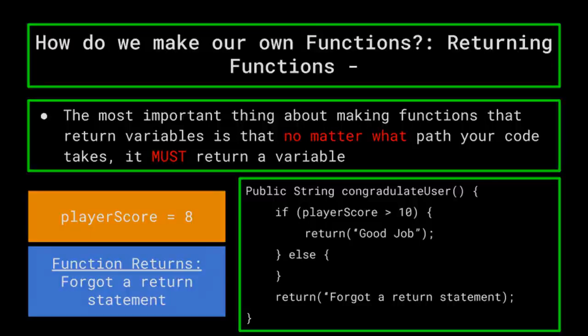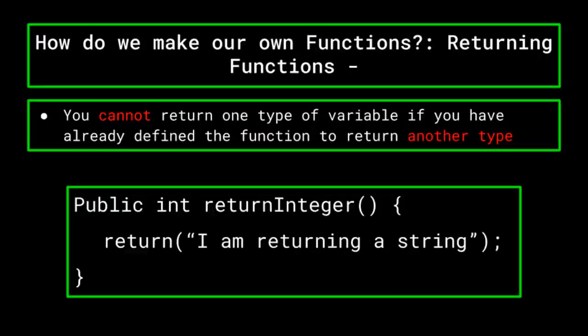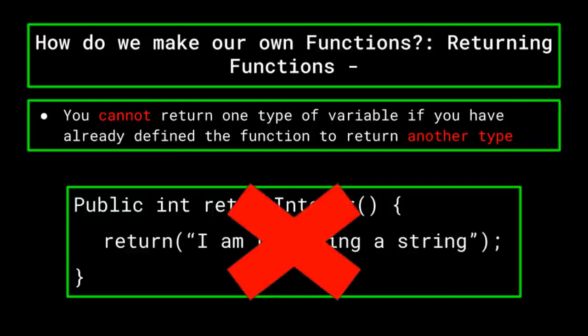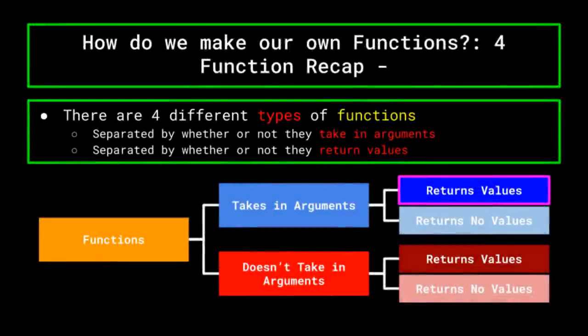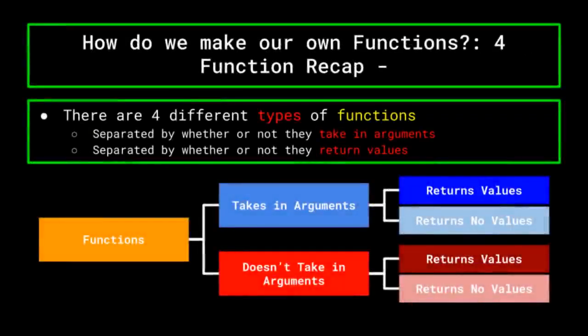Another small thing to note is that you can't return one type of variable if you've already defined the function to return another type. For example, you can't return a string in an integer function or vice versa. The return statement must always match the type of function, no matter what. The final type of function is one that returns variables and also takes in arguments, and for these, all you need to do is combine what we've learned from the previous cases. First, you assign your arguments in between the parentheses, making sure that you have also defined what type of variable you want to return, and then ensure that no matter what path the code takes, you're always returning that variable type. That concludes our discussion on functions.